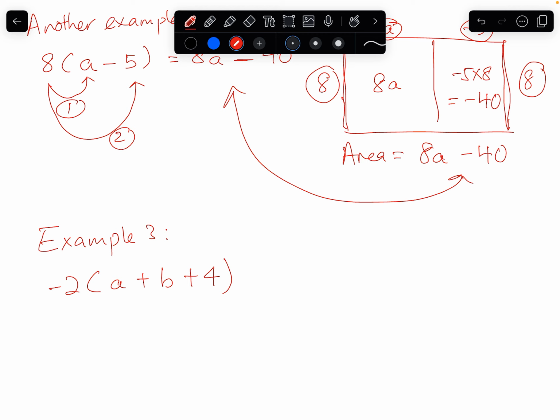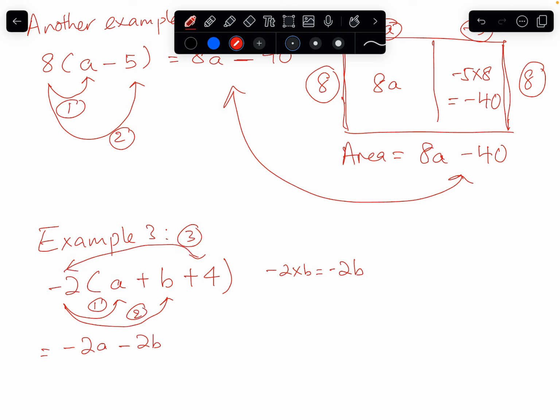Now, if you like the distributive property, we could take -2 times a first. That's step number 1. -2 times a is just going to give me -2a. Then I'm going to take -2 multiplied by b. So -2 times b obviously is just -2b. I'm going to put minus 2b here because a negative number times a positive term is going to give me a negative term. And lastly, step number 3, which is -2 times 4. That's going to give me -8. So I'll put minus 8 here.